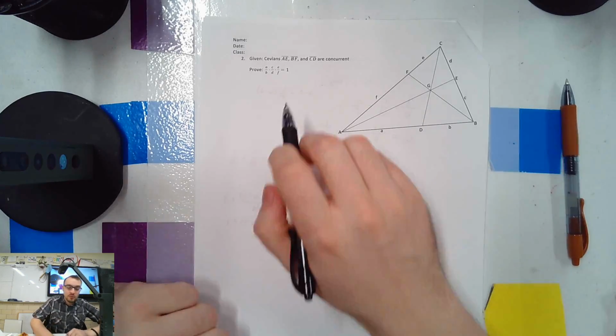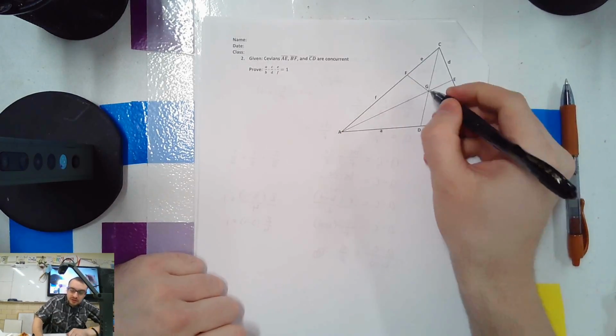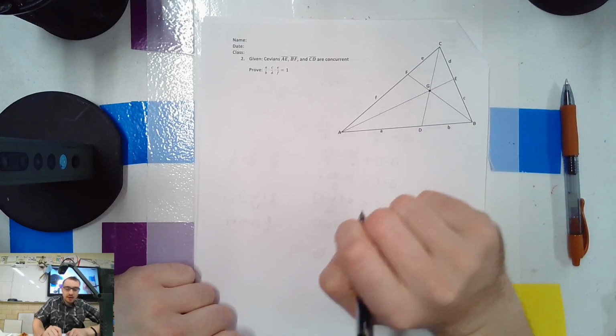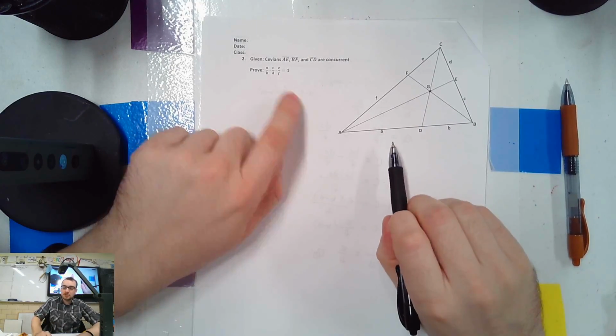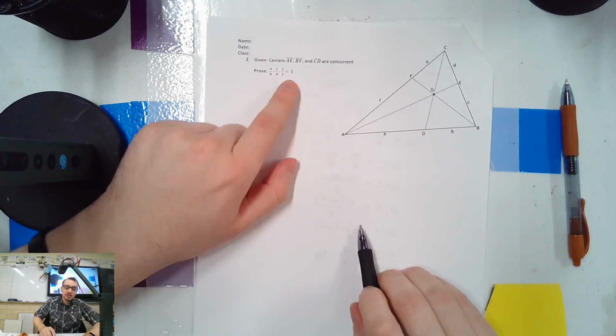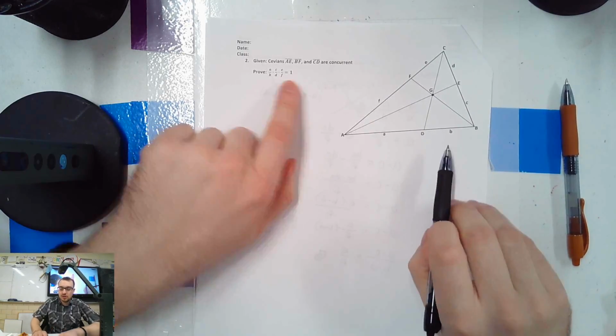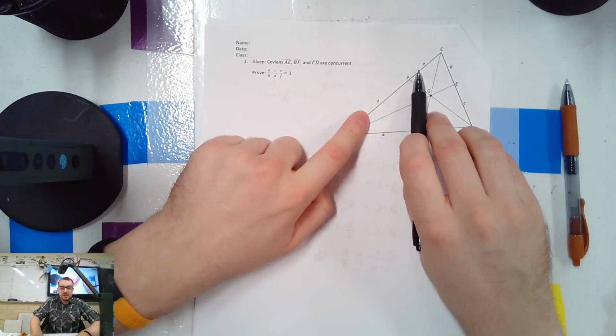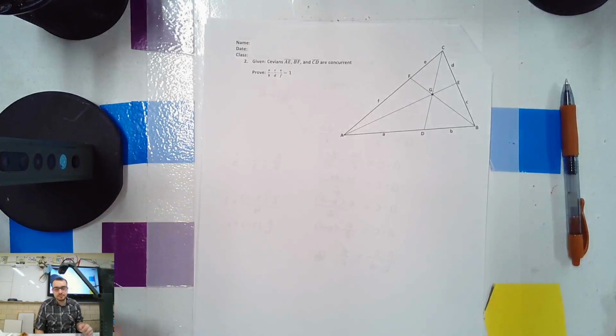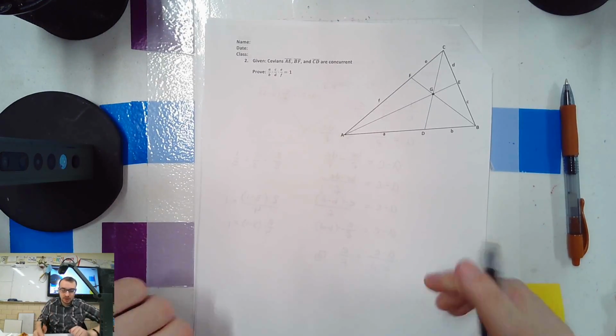This one, prove cevians are concurrent. Or I'm sorry, we are given that these cevians are concurrent. They do all intersect at G. And we're going to prove that means that when we divide up the triangle and go around in a circle, it equals 1. The ratio of the bases here, and the bases here, and the bases there, when they multiply together are going to be 1. This is Ceva's theorem, right?